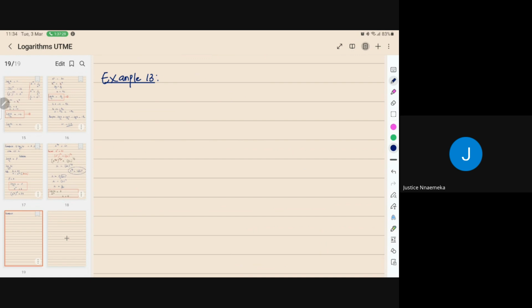So for example 13, we have that if log 10(2) is equal to 0.301 and log 10(7) is equal to 0.8451. Evaluate log 10 of 280.